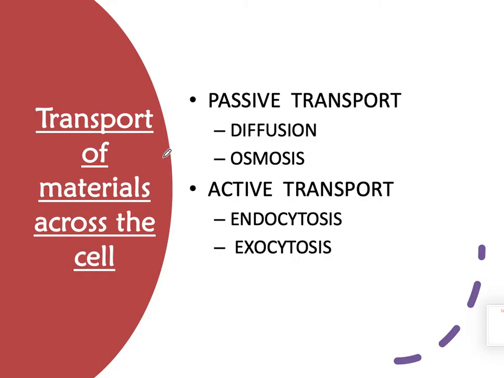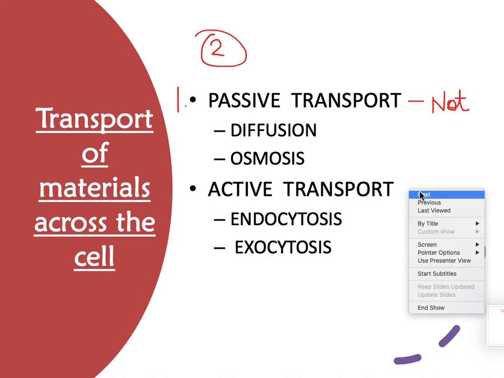Now let's see the transport of various material across the cell. We have discussed that it is going to be selective transport, but exactly how can we categorize the transport across the cell? We can categorize it into two types. Okay, now one type is passive transport. Passive transport means when you are not using energy, any kind of energy. So energy is not going to be used.